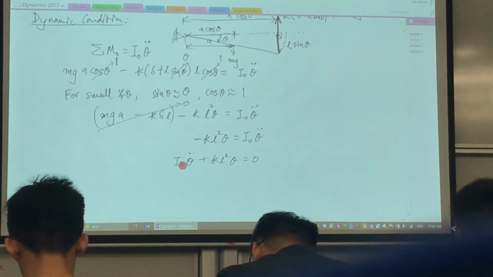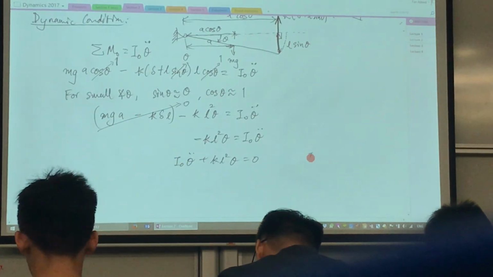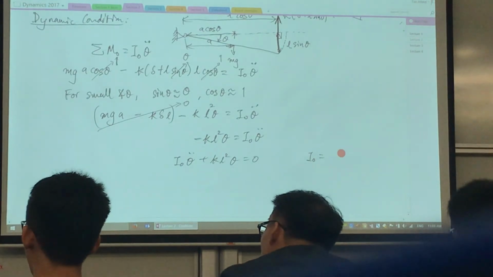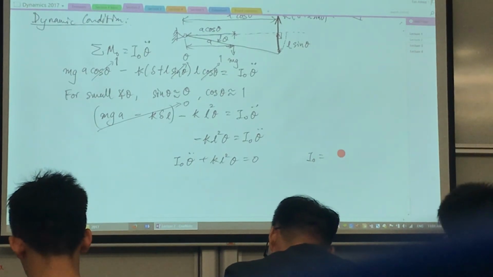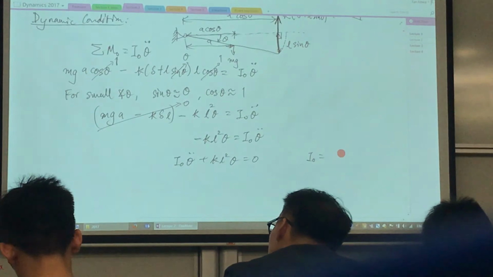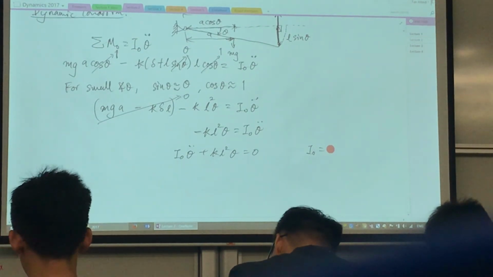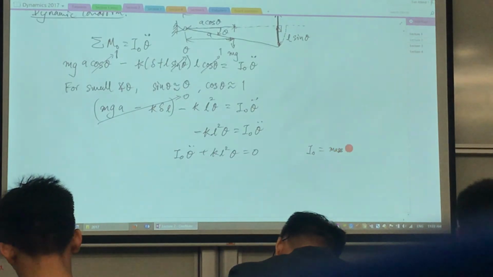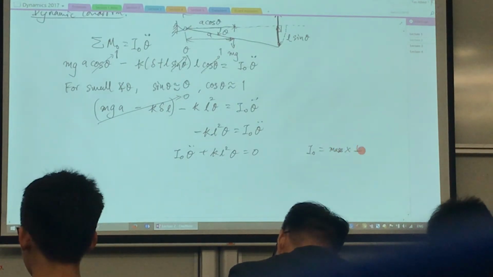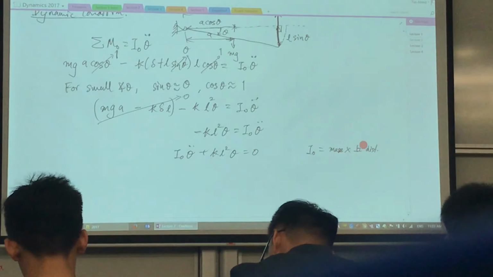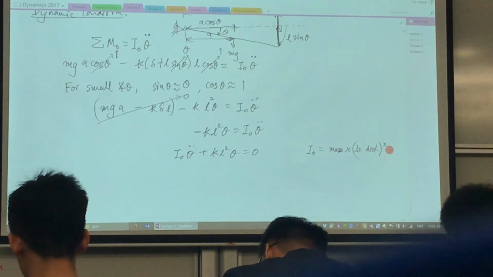I want to find out what my moment of inertia I naught is. There's actually an expression for this. The expression is mass multiplied by perpendicular distance squared. Where do I get that?